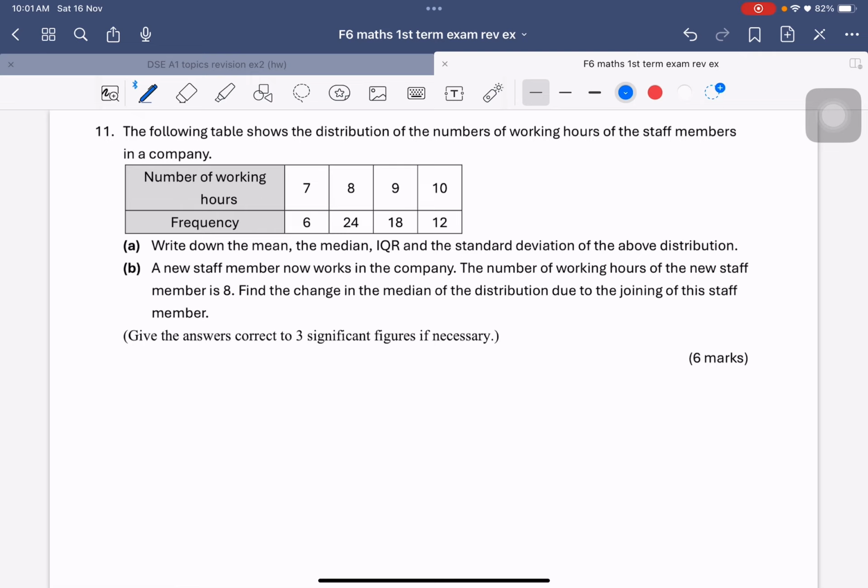So in question 11, let's talk about the mean, mode, median, and the IQR, standard deviation stuff. Remember, for those questions, you can just use a calculator to enter the data to get the answers directly. And the question is saying "write down", so you don't need to write any steps or use the formulas. So first of all, we're trying to clean our data.